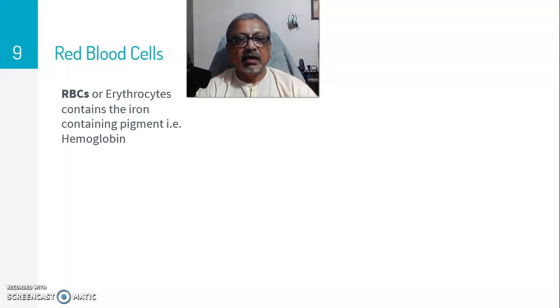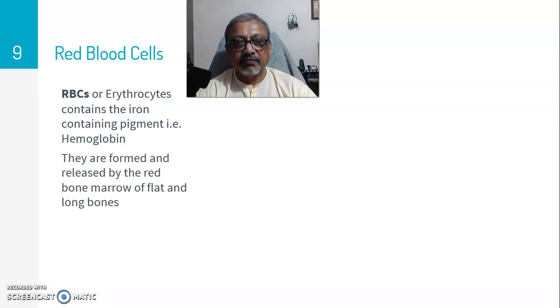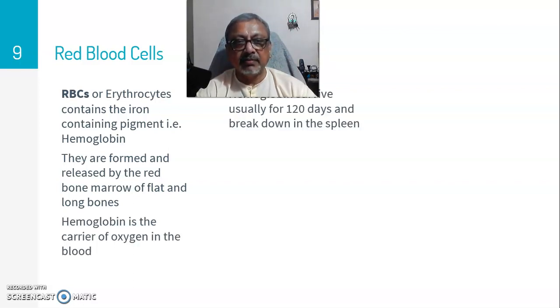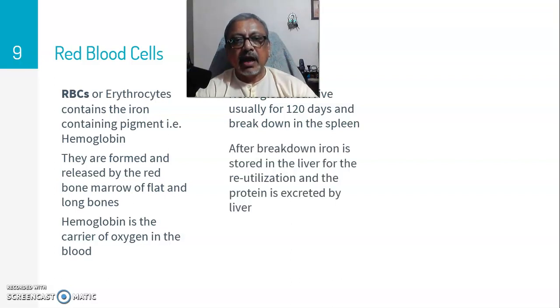Now coming to red blood cells, they are also called erythrocyte because they contain iron containing pigment, that is hemoglobin. They are formed and released by the red bone marrow of flat and long bones. Hemoglobin is the carrier of oxygen in the blood. Red blood cells usually survive for 120 days and they break down in the spleen.